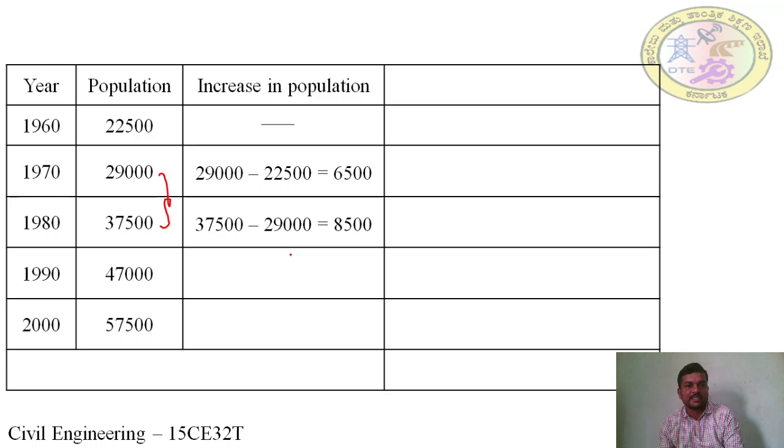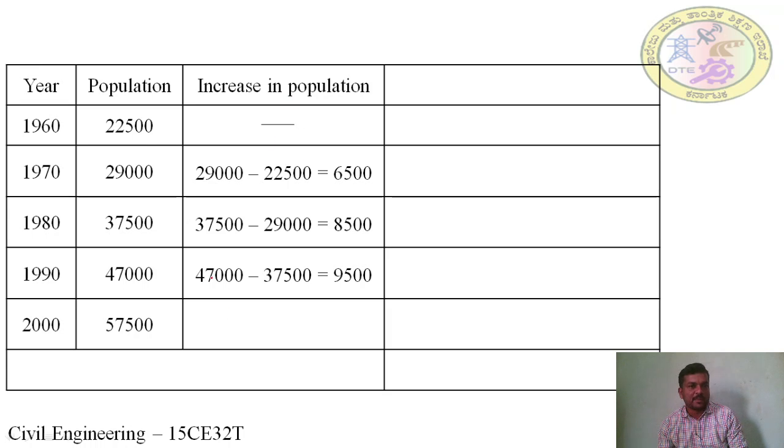37,500 minus 29,000 is equal to 8,500. So similarly, we need to find out the increase in population for the year 1990, that is equal to population of present minus population of previous decade, that is, present decade is 1990, previous decade is 1980. So 47,000 minus 37,500 is equal to 9,500.